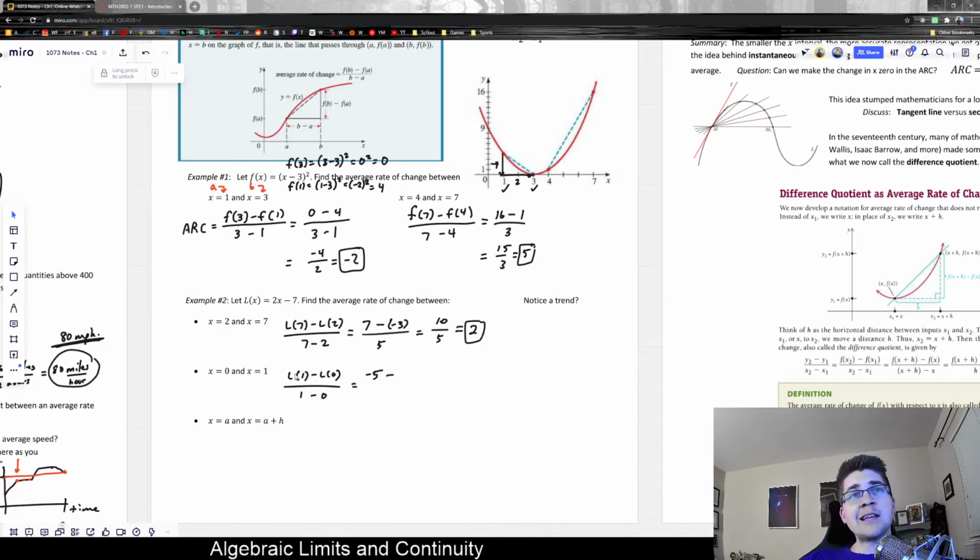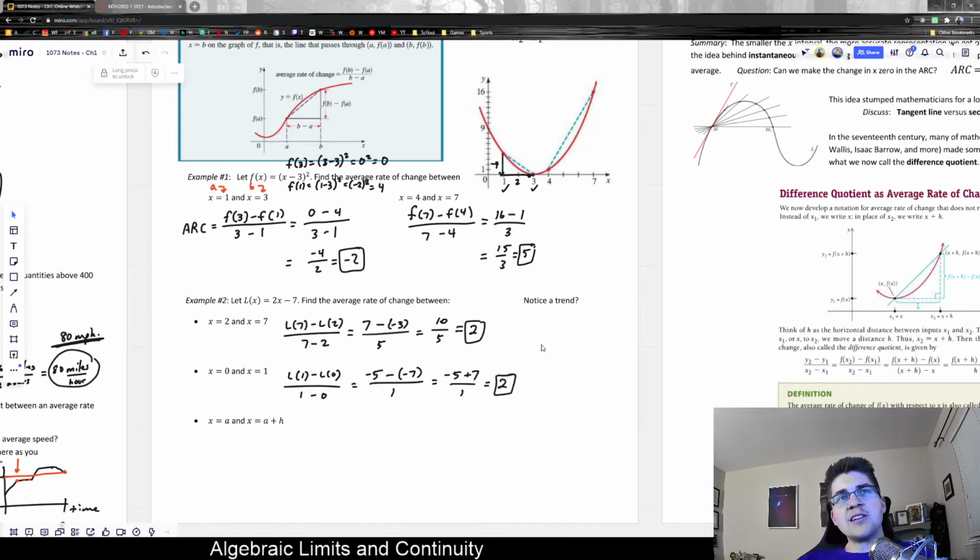L of 0, remember, the 0 value of a function is always the y-intercept, which in this case would be negative 7. Because if I plug in 0, that's just going to go away because of 2 times 0. And so that would be negative 7. Again, I need to have a double negative here, so I'm going to make sure to use parentheses so I don't forget that. And that's all going to be divided by 1. So this would turn into negative 5 plus 7 over 1. That would be 2 over 1, or 2. So it turns out that my average rate of change is still 2.